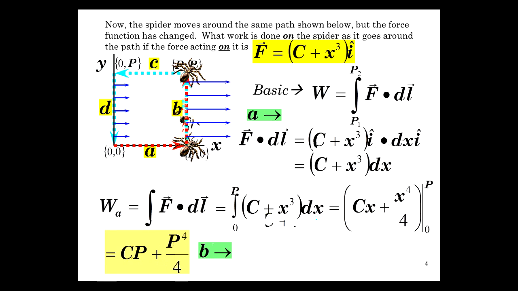Path B, well, again, the force is perpendicular to the path. Therefore, work done along path B is 0. And now let's do C and D.